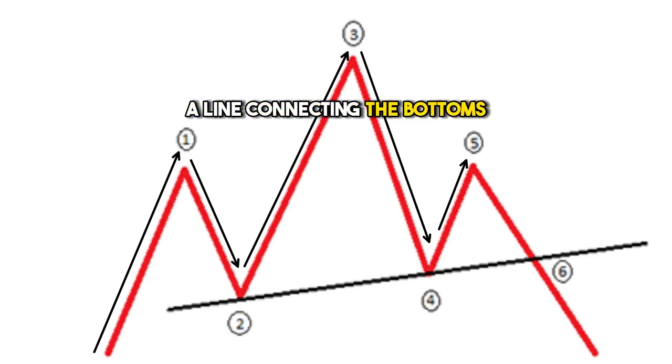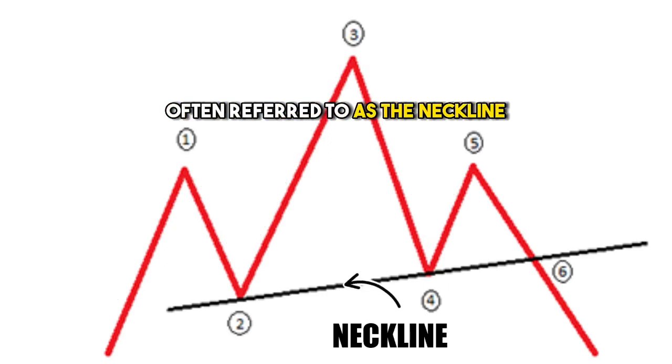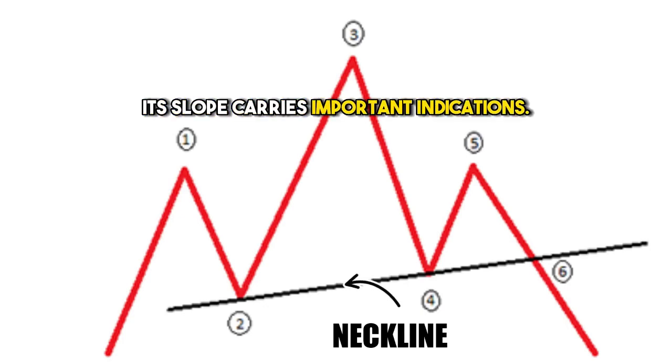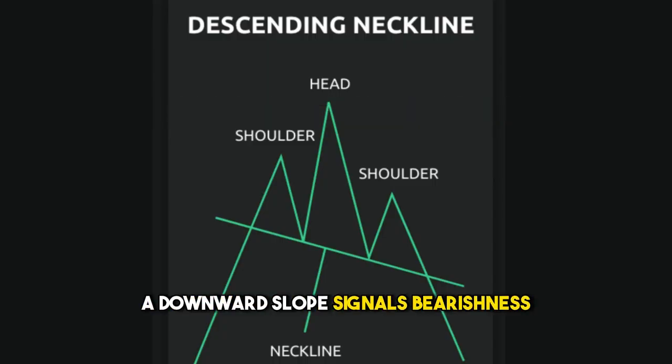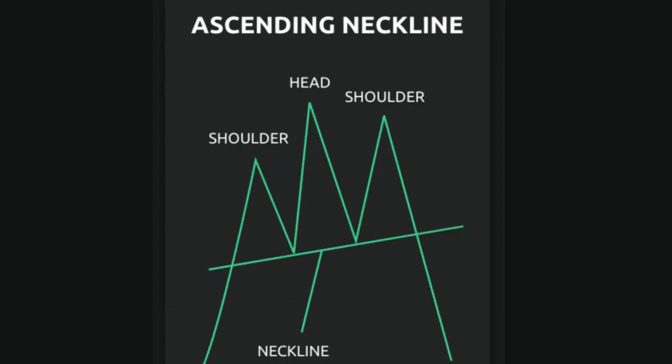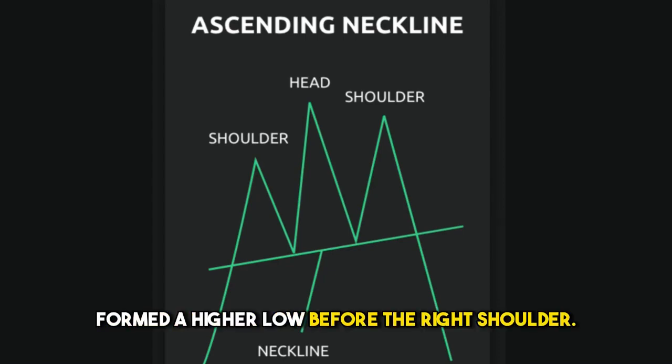The line connecting the bottoms, often referred to as the neckline, doesn't have to be strictly horizontal. Its slope carries important indications. A downward slope signals bearishness, as the price formed a lower low before the right shoulder. An upward slope signals bullishness, as the price formed a higher low before the right shoulder.